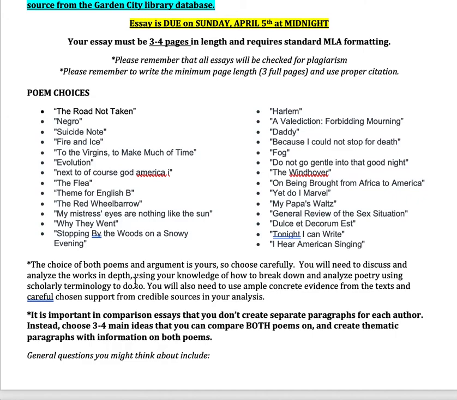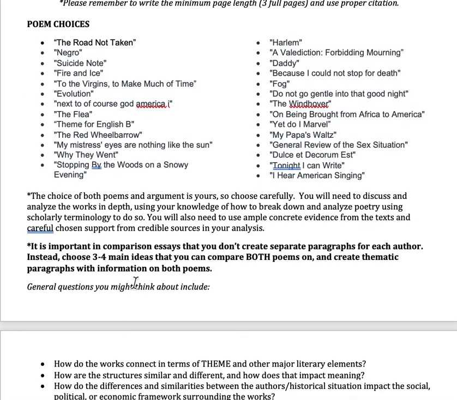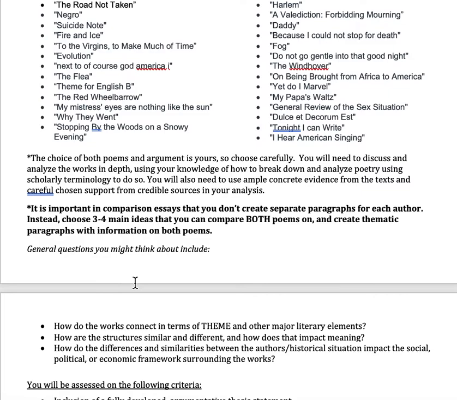So remember, this is quite important, when you create a comparison essay, you don't want to have one paragraph for each poem. You don't want to spend a paragraph on Theme for English B and then another paragraph on whatever it might be, Stopping by Woods. You want to instead compare them across a thematic concept, across the main idea. So in each paragraph, you should have a short section on each poem across the central idea.